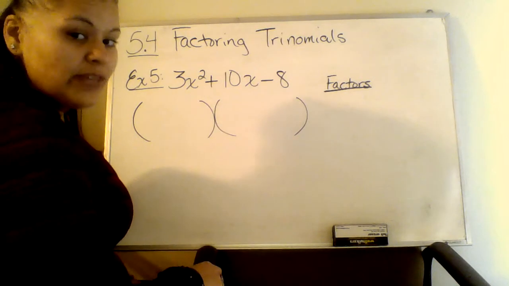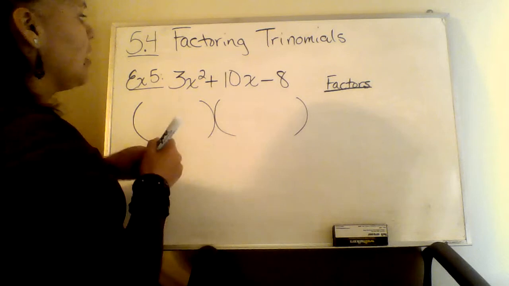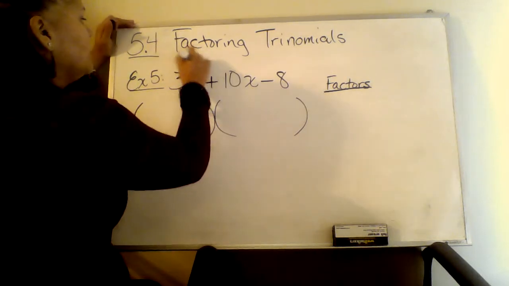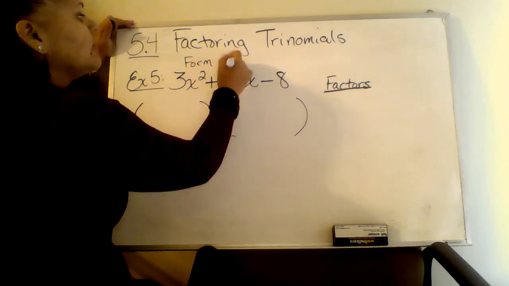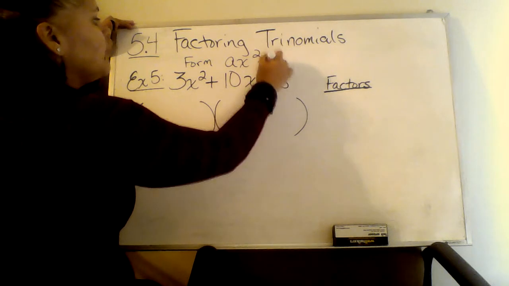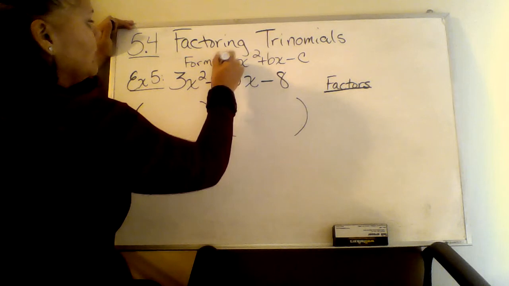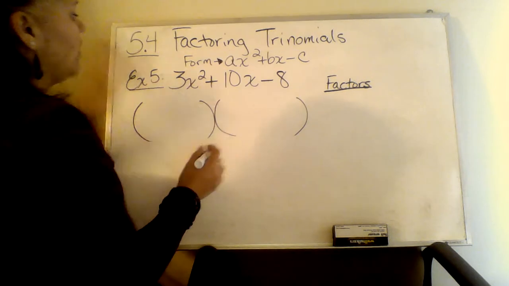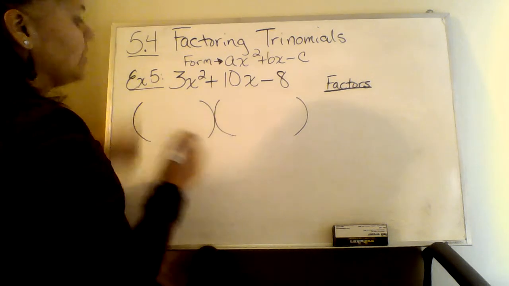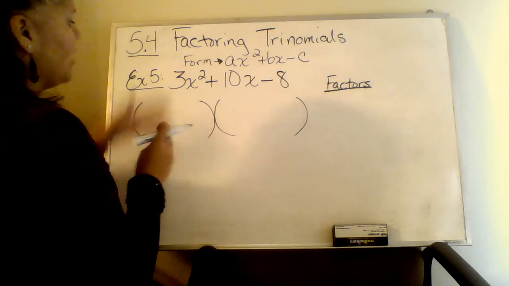So now we're going to factor a trinomial when there is a number in the beginning. This is of the form ax squared plus bx minus c, where now you have a coefficient in front of this x squared. So first thing, to split up the coefficient, let's see, we have 3.